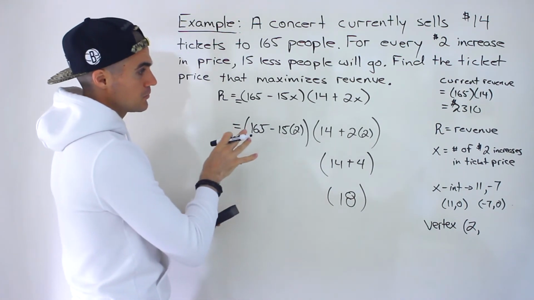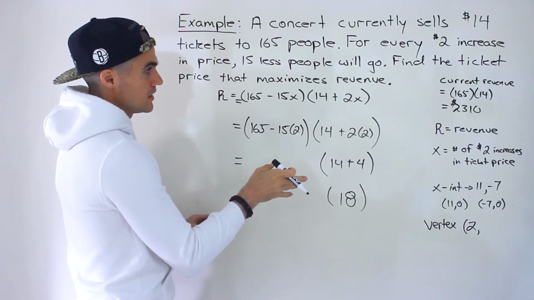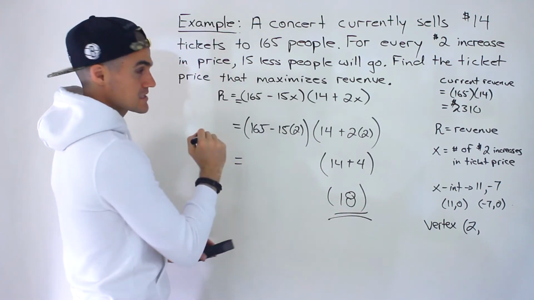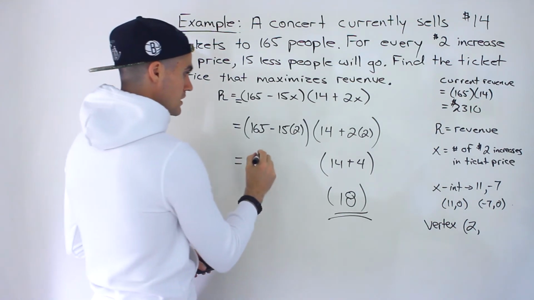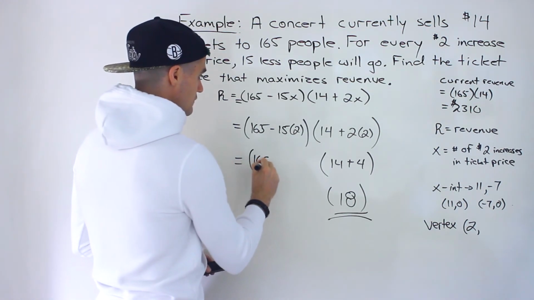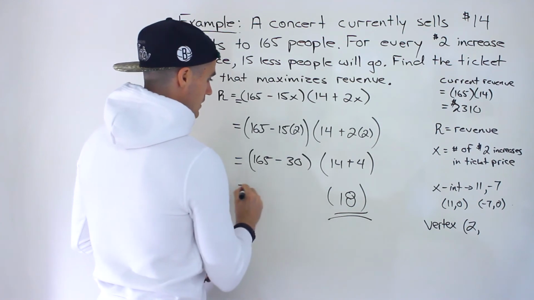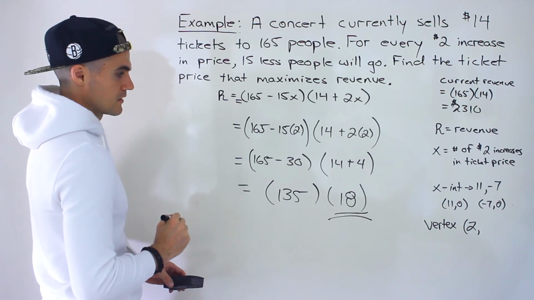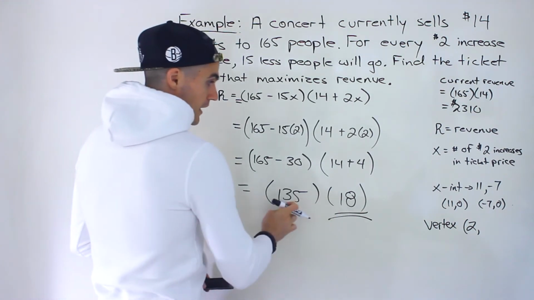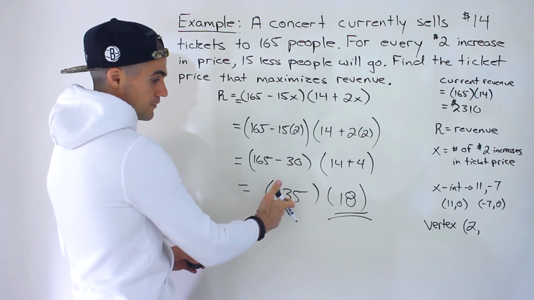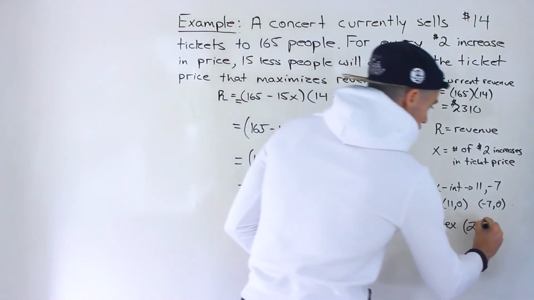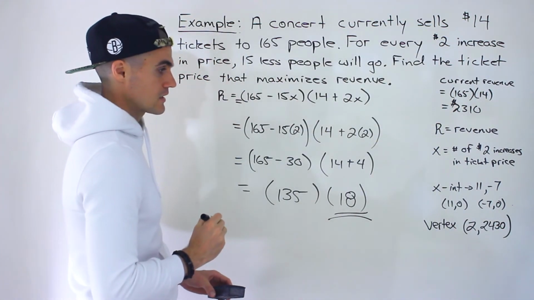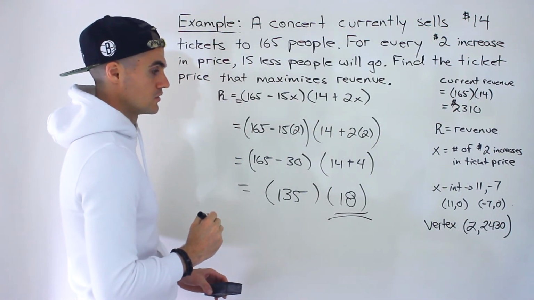I'm going to go into a little bit more detail explaining everything, but this is actually all you need. That's the ticket price that maximizes the revenue. But let's go through the entire thing. So we'll have 165 over here minus 30, and then we would end up with 135, like that. So if you multiply these, if you actually want the maximum revenue, 135 times 18 would give you 2,430, like that. So that's the maximum revenue.